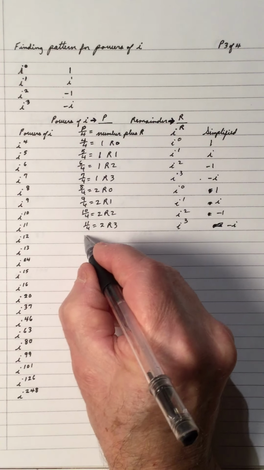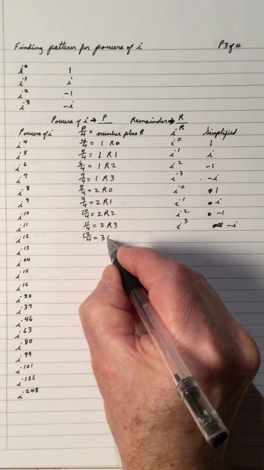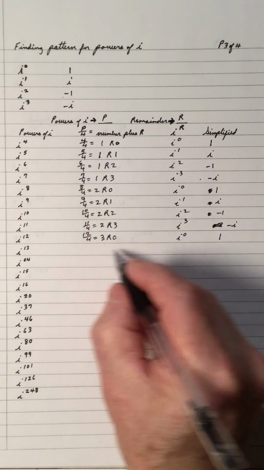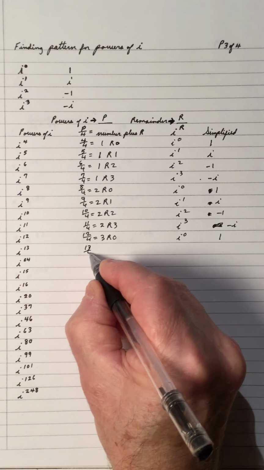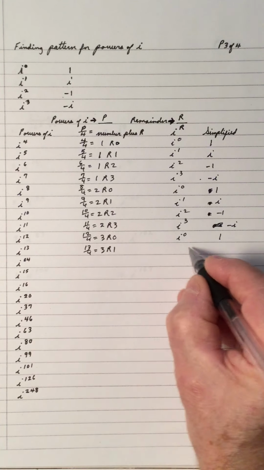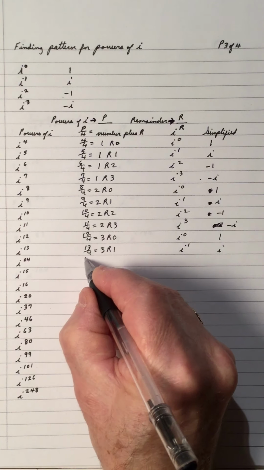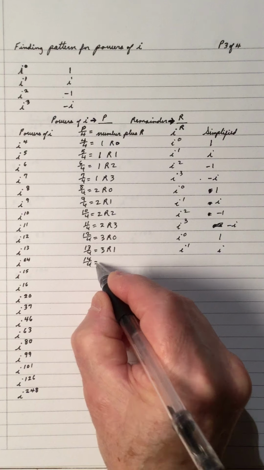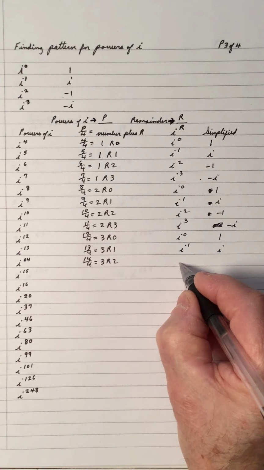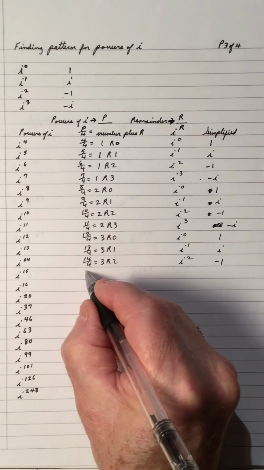-i. 12 divided by 4. 4 into 12 is 3, with a remainder of 0. i to the 0 is 1. 13 divided by 4. 4 into 13 goes 3, with a remainder of 1. So i to the 1 is i. 14 divided by 4. 4 into 14 goes 3, with a remainder of 2. So i squared is -1.